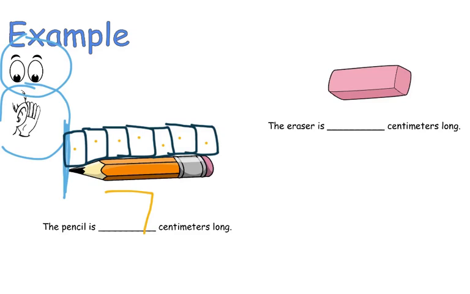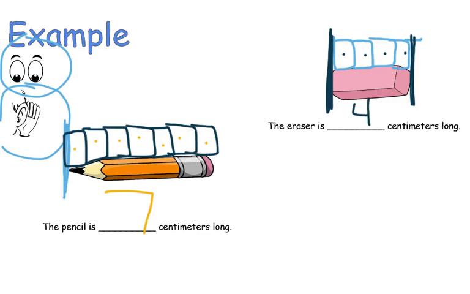Okay, the eraser now. We have to figure out how long the eraser is. So again, I'm going to start at the end right here. 1, 2, 3, 4. Oop, that's it. 4. Okay, so we have 1, 2, 3, 4. 4 centimeters long.